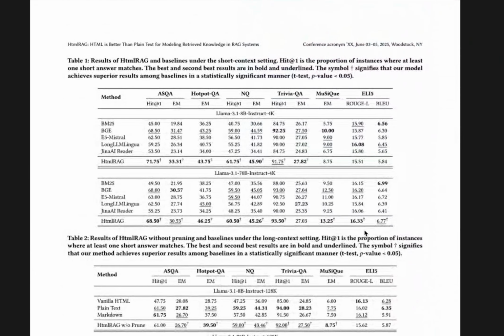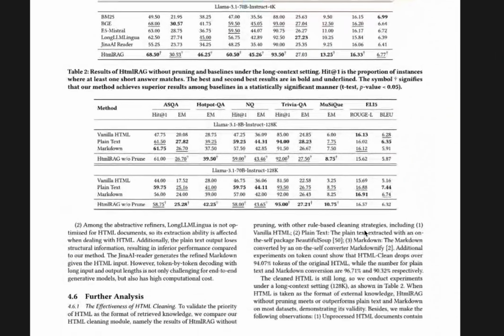And I think even for the Llama 3.1 8 billion model, we get HTML RAG best almost in all cases, and similarly for 3.1 70 billion, except these two or three cases, where it is sort of a tie. We are getting the best results for HTML RAG. But if you see the results of HTML RAG without pruning and the baseline under the long context setting, you will see that in that case maybe we are not getting that good results.